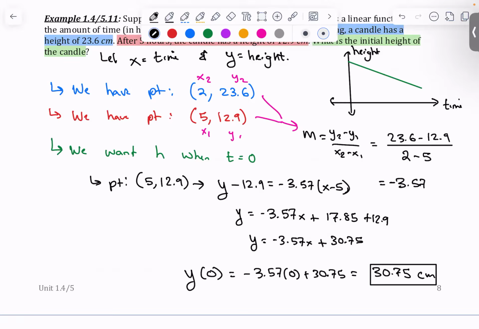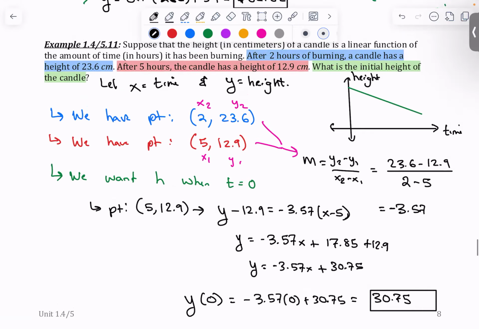Here's the thing, by the way. I would argue, and this is just something I want you to know, you have defined your variables. And from the context of the problem, height is measured in centimeters. Since you've defined your variables, you can box in 30.75 and just write it like that. You don't need units in my class or in any class.